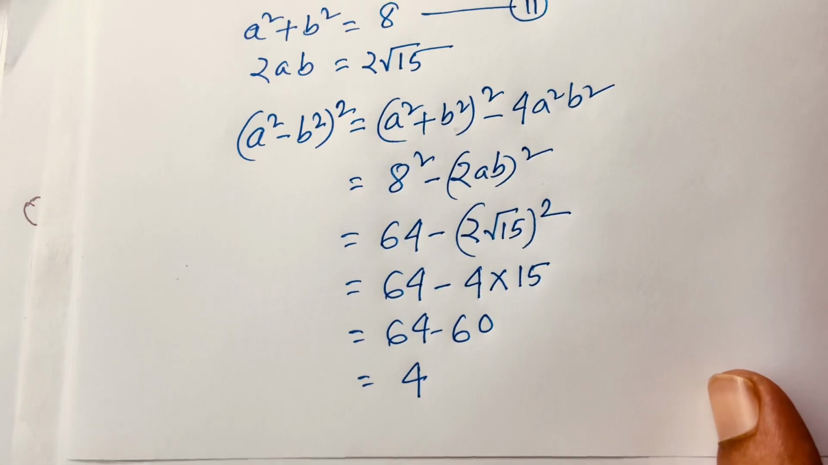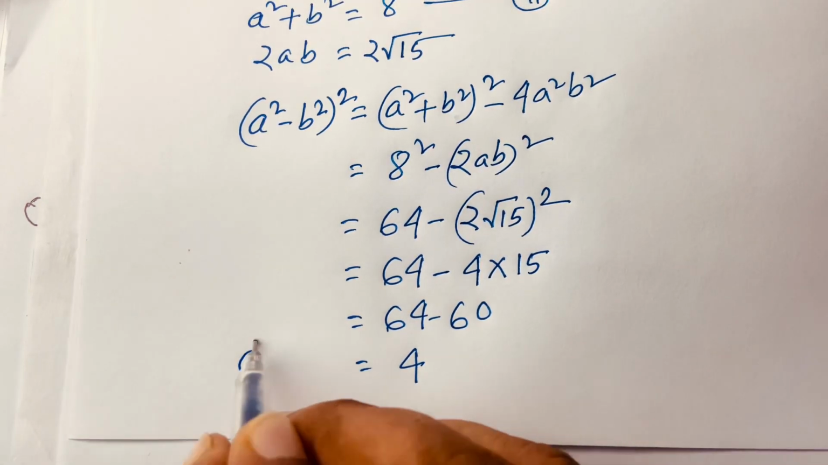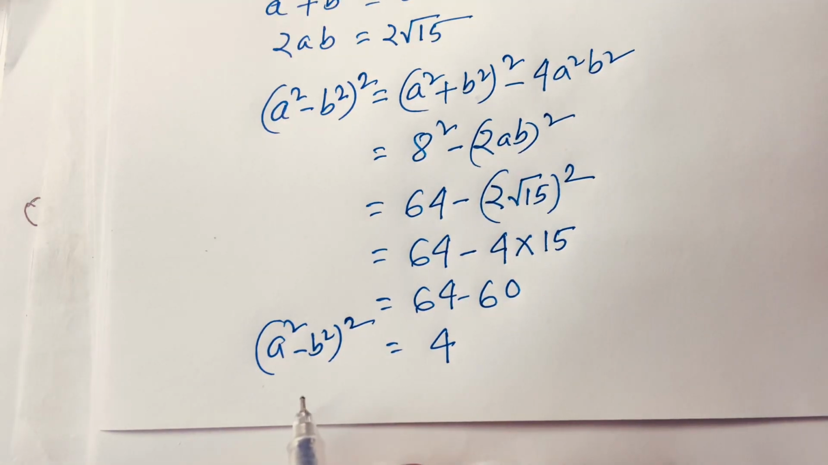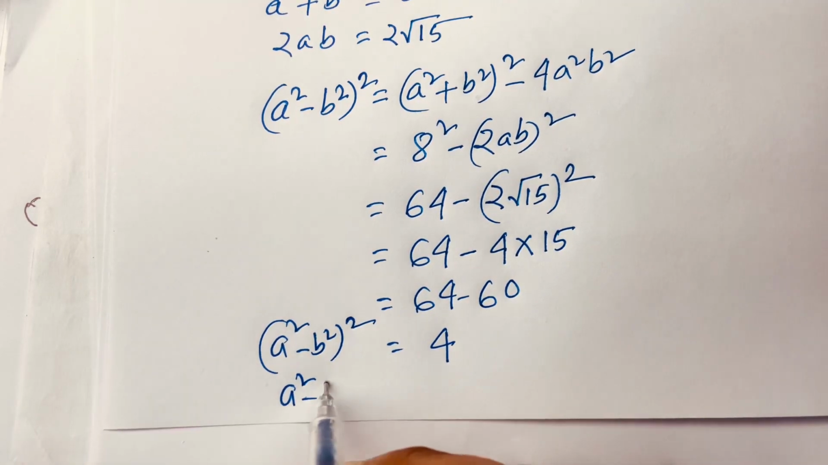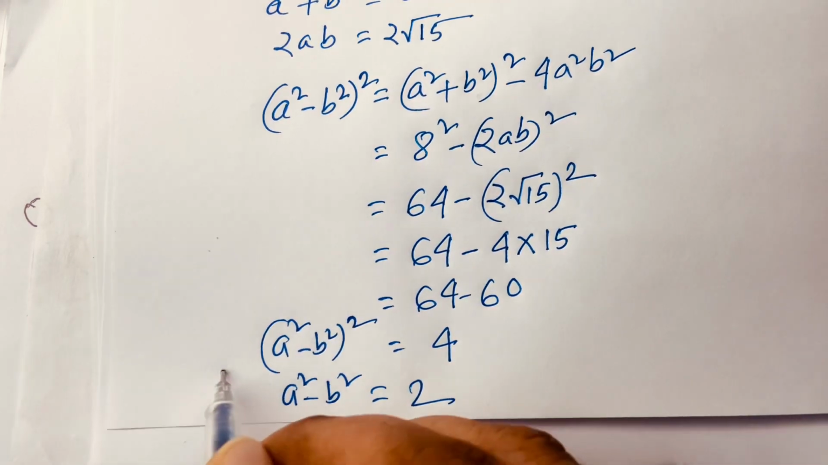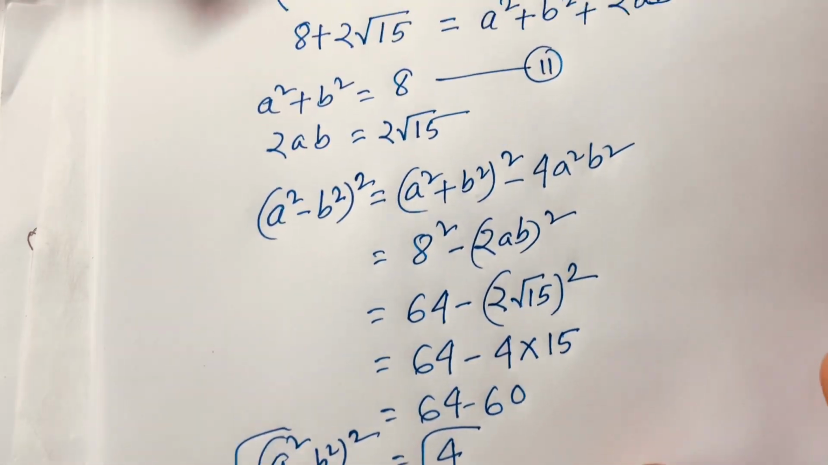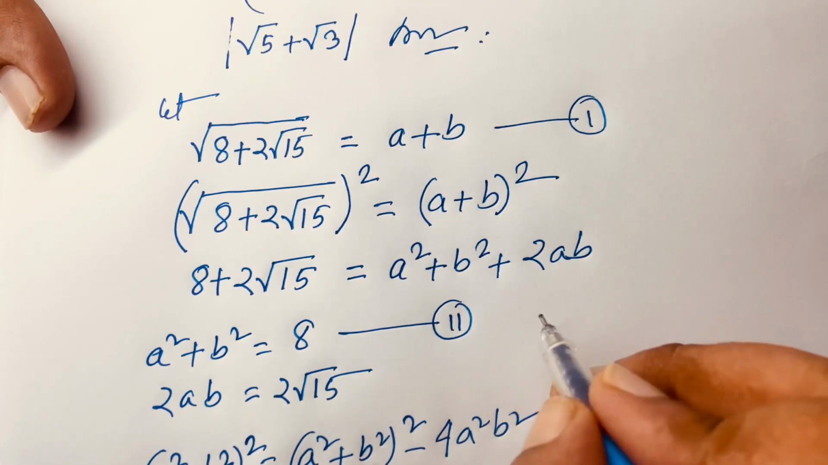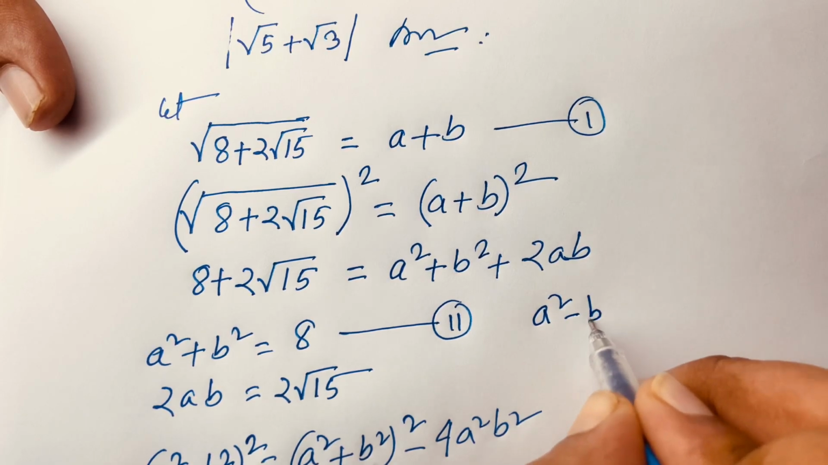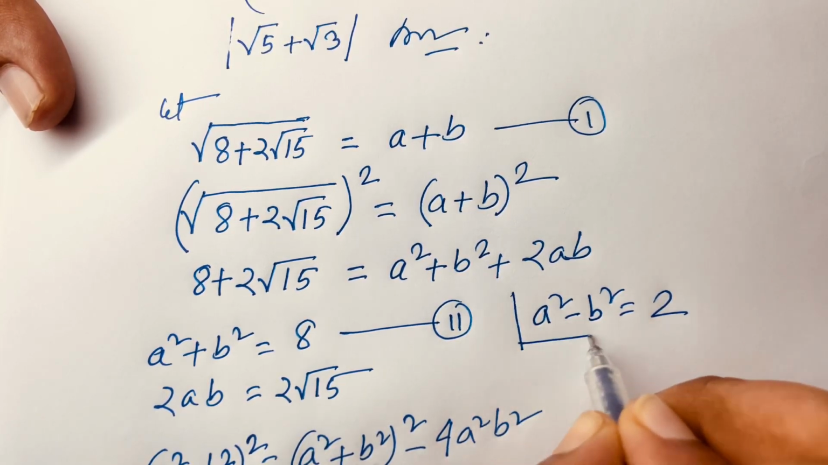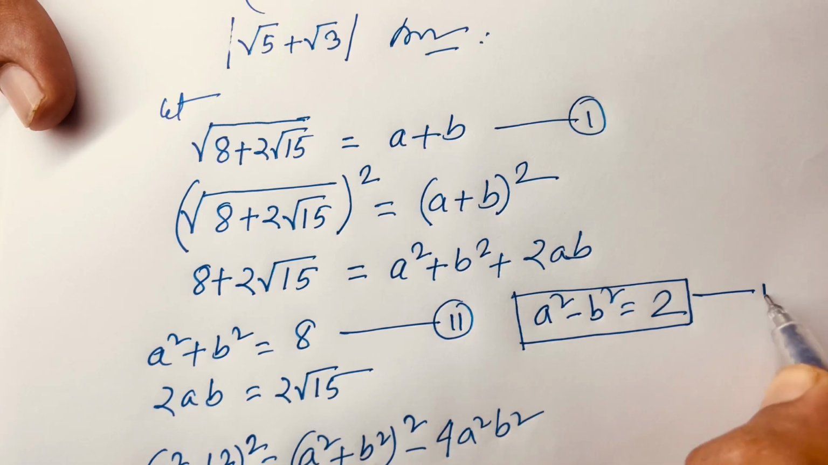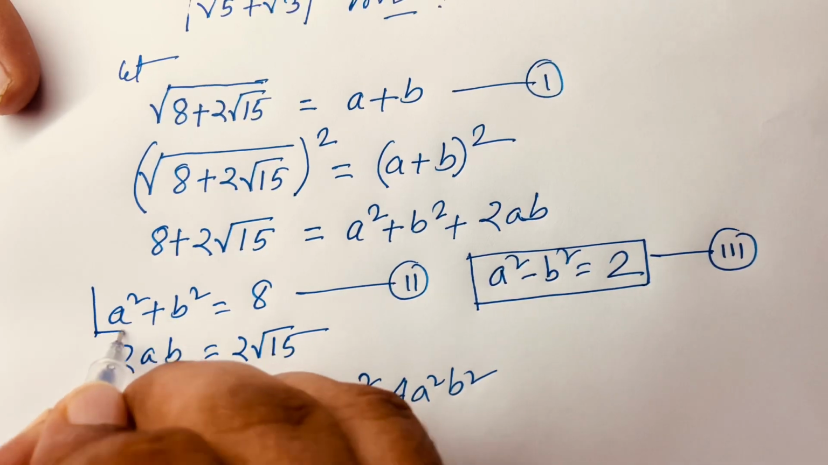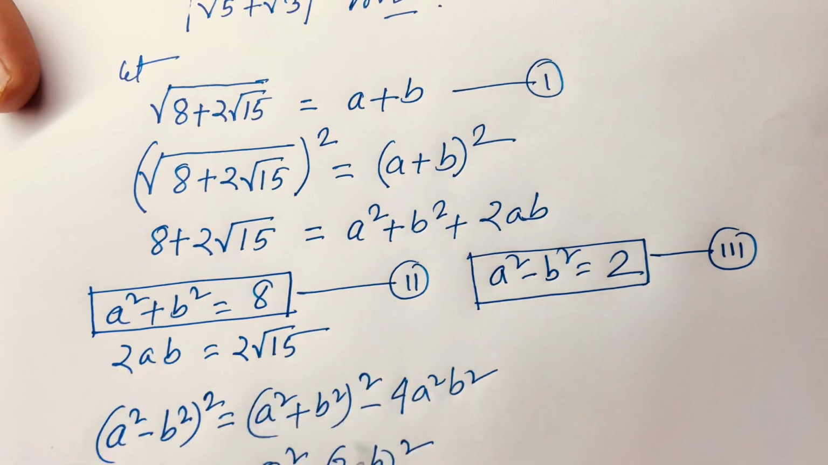Then (a square minus b square) whole square is equal to 4. Then I can say easily a square minus b square is equal to 2. I take the square root on both sides. So we find a square minus b square is equal to 2. This is our third equation, and this is our second equation. We'll find the values of a and b.